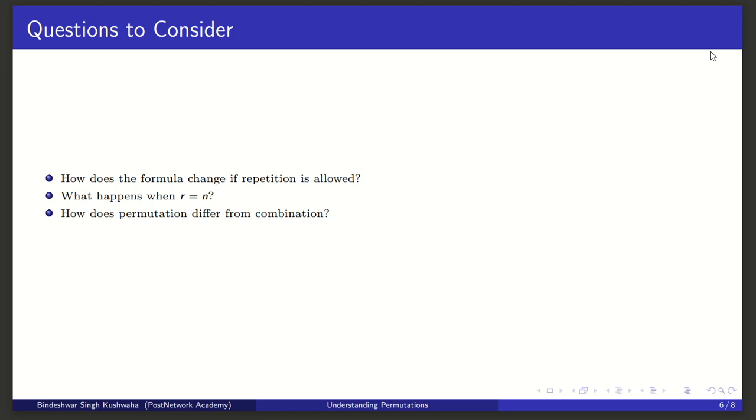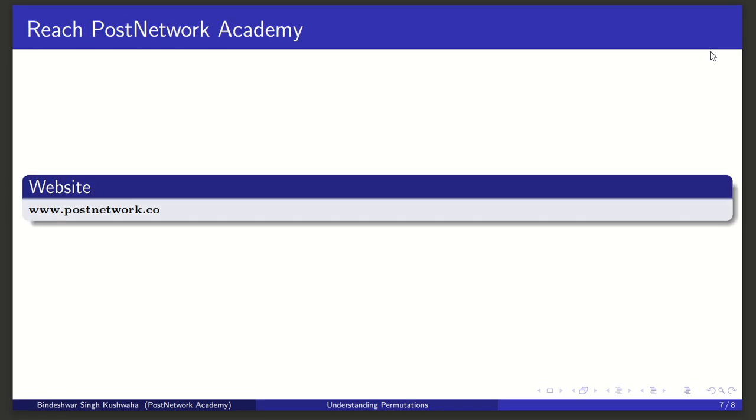So, questions to consider here: how does the formula change if repetition is allowed? What happens when r is equal to n? How does permutation differ from combination? So you have understood.